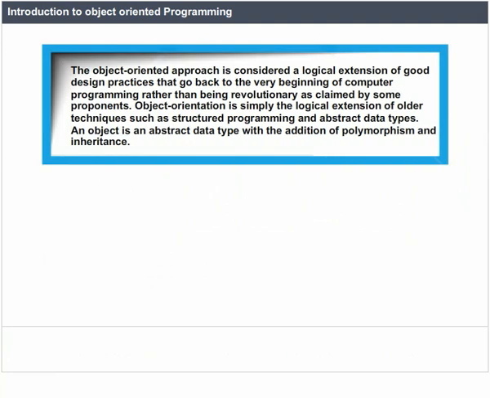The object-oriented approach is considered a logical extension of good design practices that go back to the very beginning of computer programming, rather than being revolutionary as claimed by some proponents. Object orientation is simply the logical extension of older techniques such as structured programming and abstract data types. An object is an abstract data type with the addition of polymorphism and inheritance.